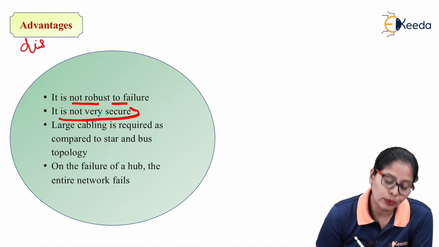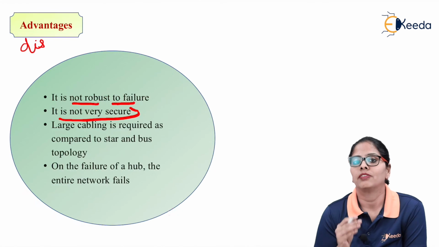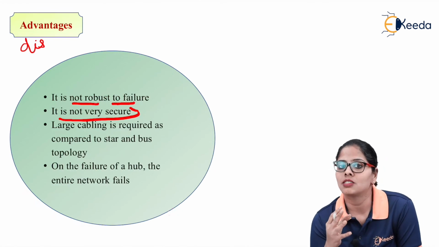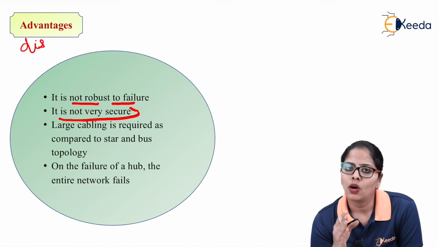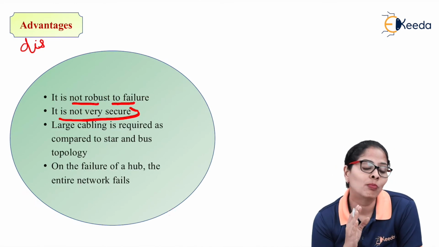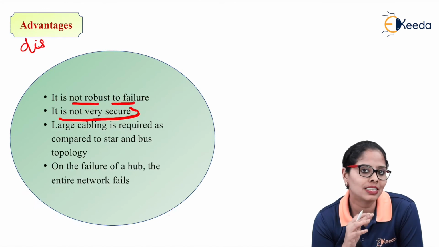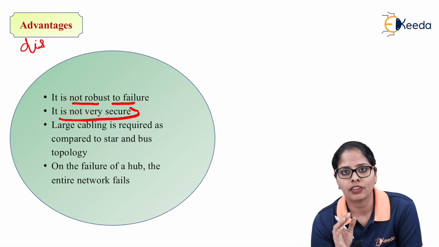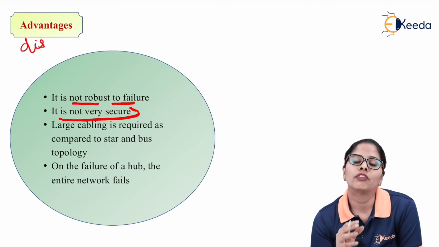It is not robust to failure. For example, we are using the bus topology as well as the star topology. Now imagine there is a link down which is a backbone link, then what will happen? My entire network will get affected. Now, it is not very secure.